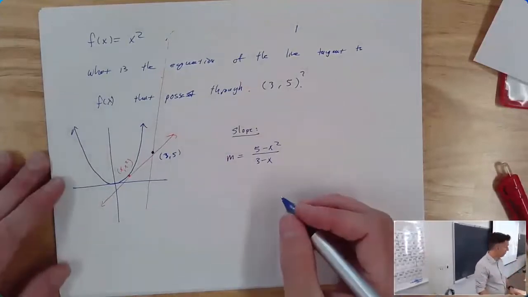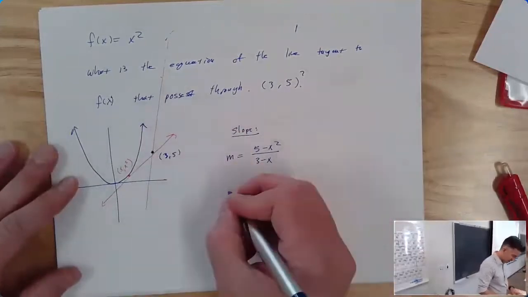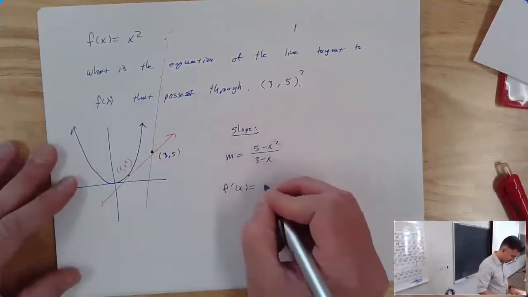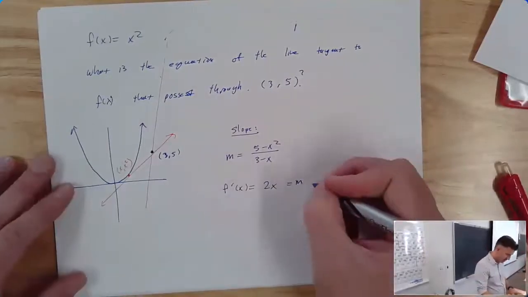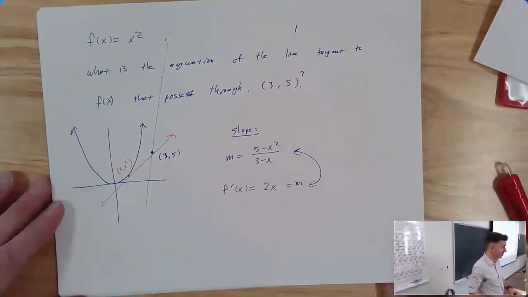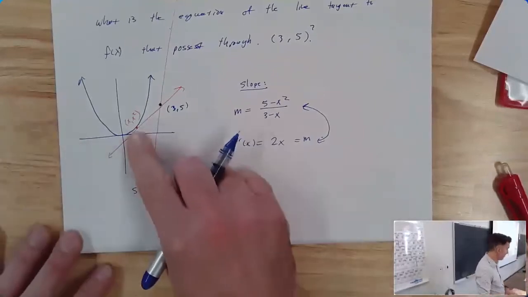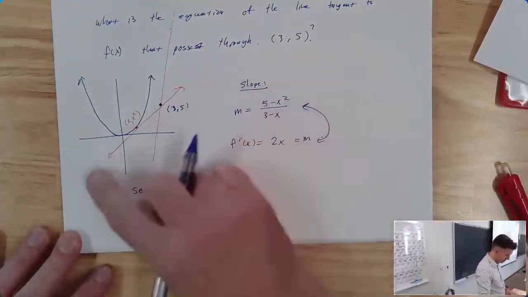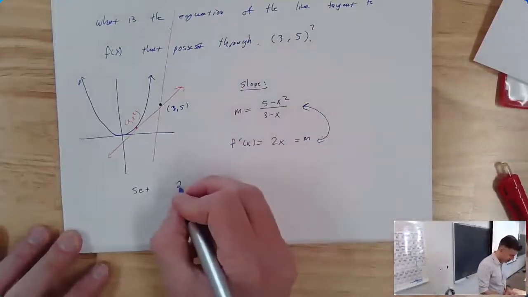The other way to find the slope is to use the derivative. So the slope of this function, f prime of x, is equal to 2x. And then we're going to set these two things equal to each other and hopefully be able to solve for x. Because the slope of this line through these two points should be the same as the slope of this tangent line. They're the same line.